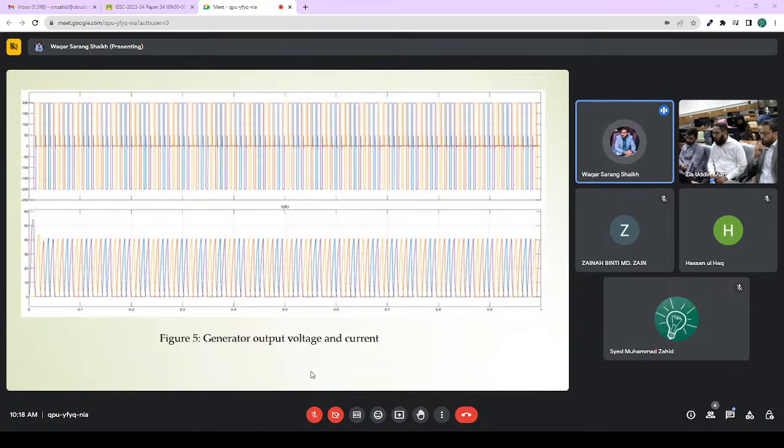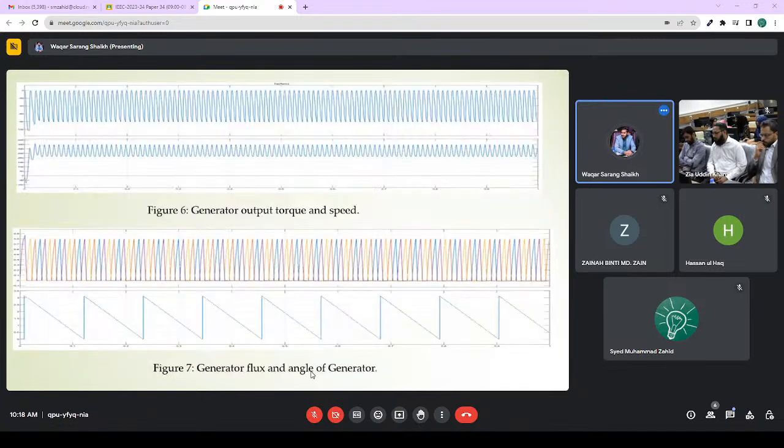These are the results. This is the generator output voltage, and this is the generator output current. These results are the output torque and speed, and these are the flux and angle of the generator.